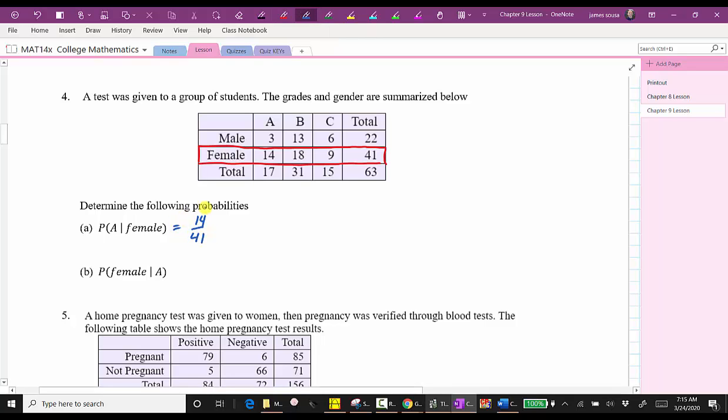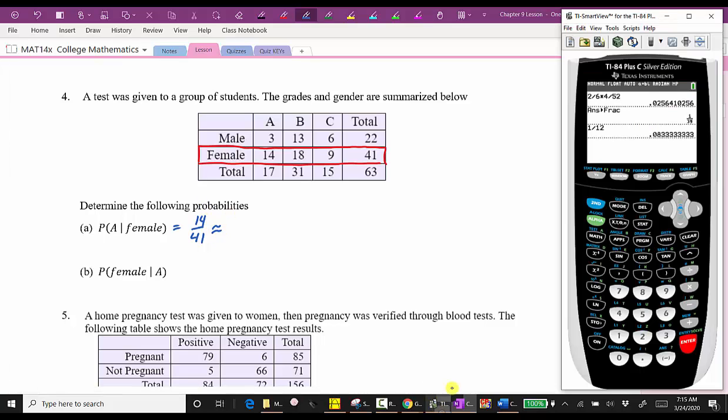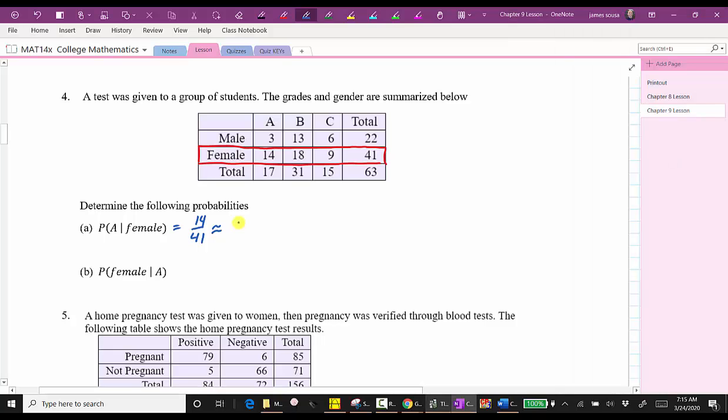And let's go ahead and express this as a decimal as well as a percentage. 14 divided by 41 to 3 decimal places is 0.341. We round down because there's a 4 in the 4th decimal place, which is 34.1%.